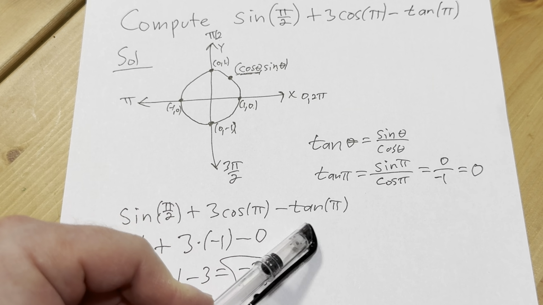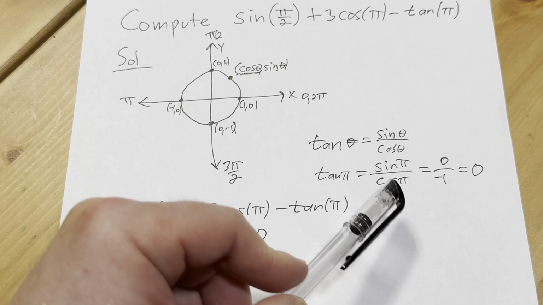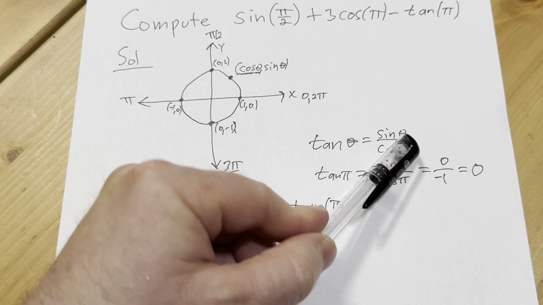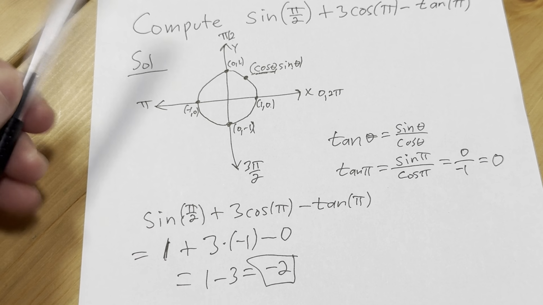And this last one doesn't matter because tangent is sine over cosine. Sine of pi is 0 because sine is the y-coordinate, over cosine of pi, which is -1, because cosine is the x-coordinate. 0 over -1 is 0, so we just get minus 0, so it just doesn't matter. So 1 minus 3 is equal to -2.